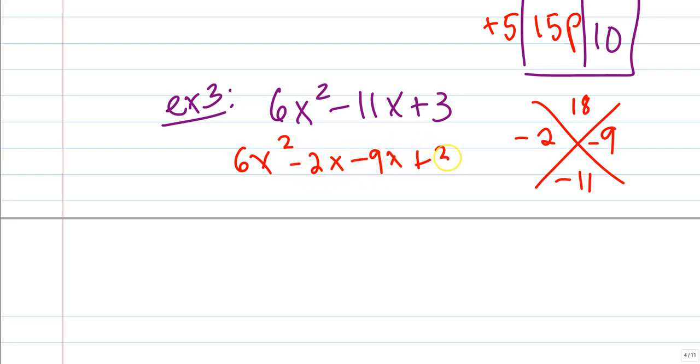I've even had people argue with me and go, no, it matters. Then you made a mistake somewhere. It doesn't matter. Group the first two. What do they have in common? Leaves us with.